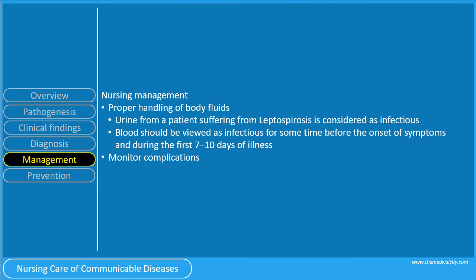When caring for a patient with leptospirosis, one must always remember to properly handle the body fluids. Urine from a patient suffering from leptospirosis is considered infectious, and blood should be viewed as infectious for some time before the onset of symptoms and during the first 7 to 10 days of illness, or the leptospiremic phase. Since leptospirosis affects almost all organ systems, we must also monitor for complications.